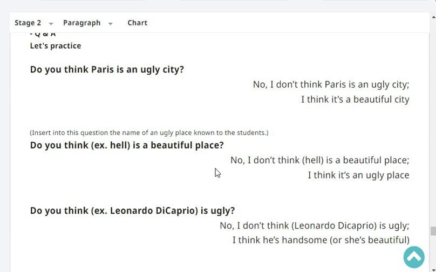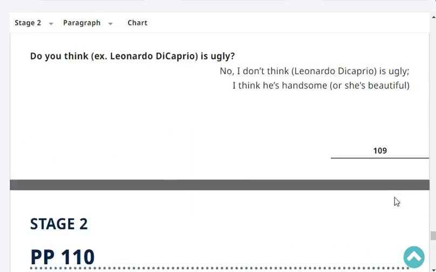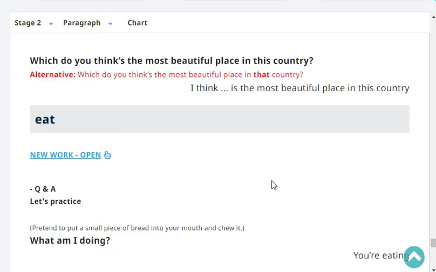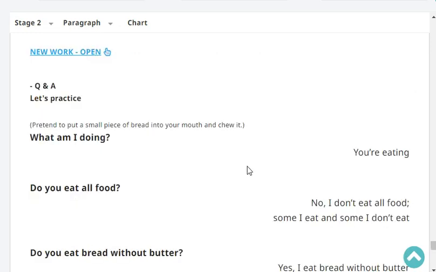Do you think Brad Pitt is ugly? No, I don't think Brad Pitt is ugly. I think he's handsome. Very good. Which do you think is the most beautiful place in your country? I think Kyoto is the most beautiful place in my country. Very good.